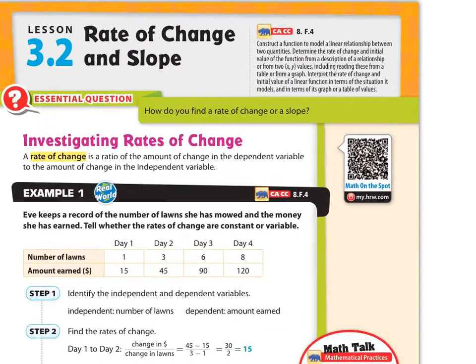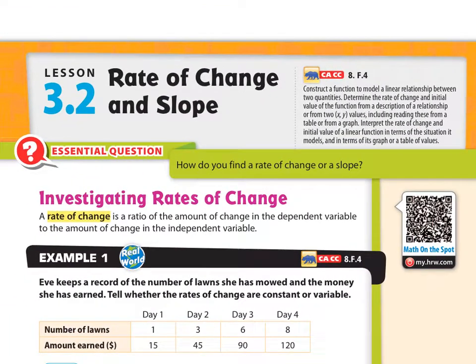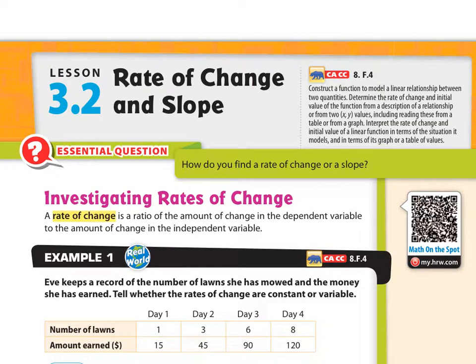The standard is 8.F.4, and the essential question: how do you find a rate of change or a slope? They mention both of them because really they're the same thing. And when we're working in proportional relationships, they end up being the same thing as the constant of proportionality. So they're not always the same thing. Keep that in mind. But when it is proportional, they are.